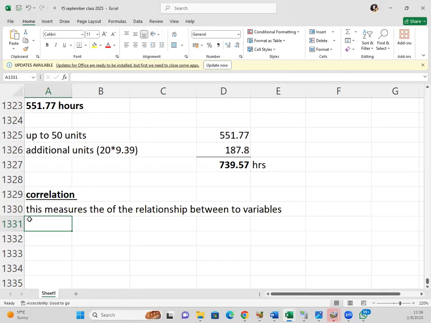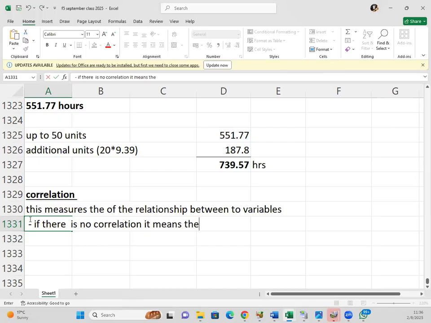Are they related? We can have a case where there is no correlation. It means there is no relationship. So if there is no correlation, the variables are not related.